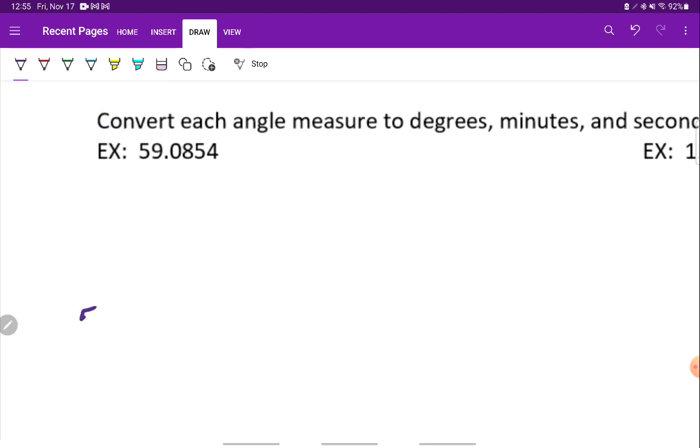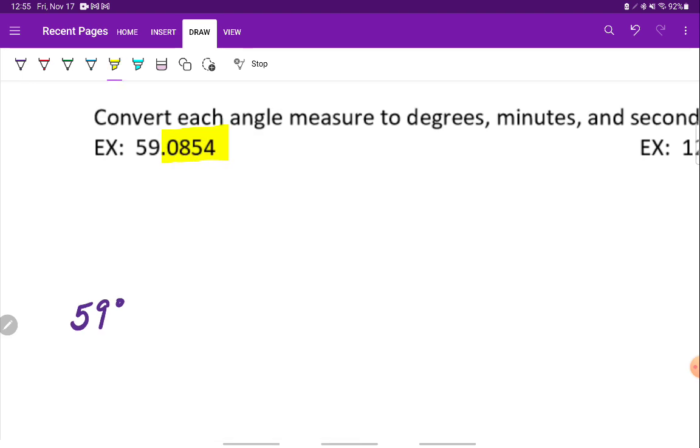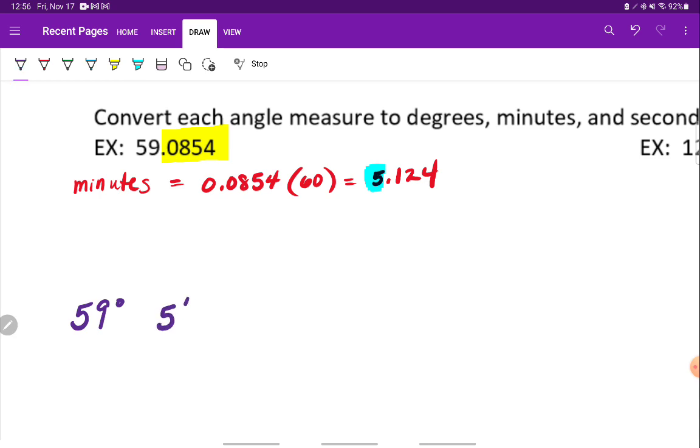So we already know the degree portion is 59 degrees. So our concentration is just on this decimal portion. To figure out the number of minutes, you're going to take whatever the decimal is, and you're going to multiply it by 60. We get 5.124. We're going to take the whole number portion of this, and that is going to be our minutes. So 5 minutes.